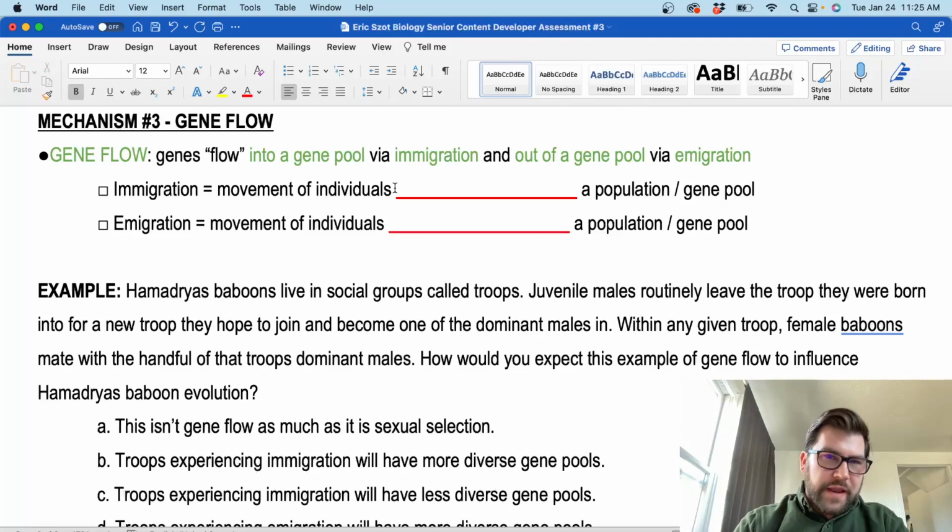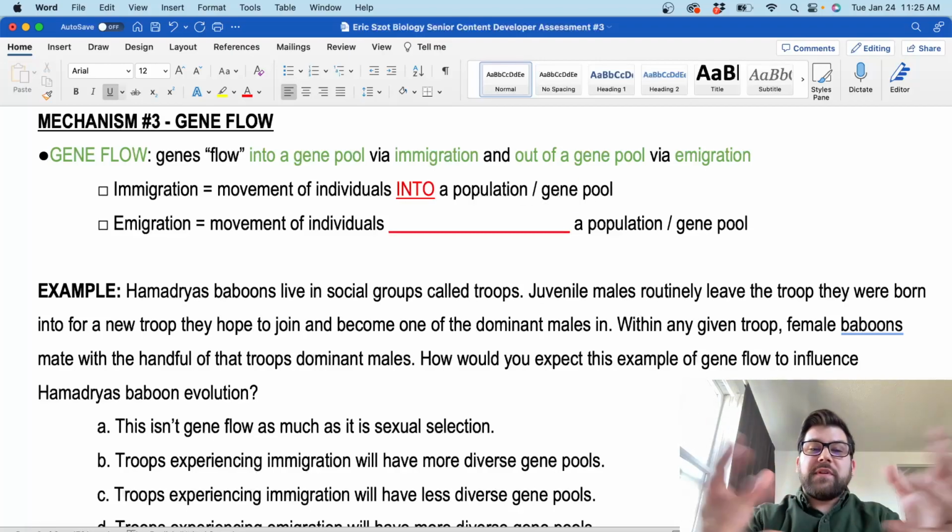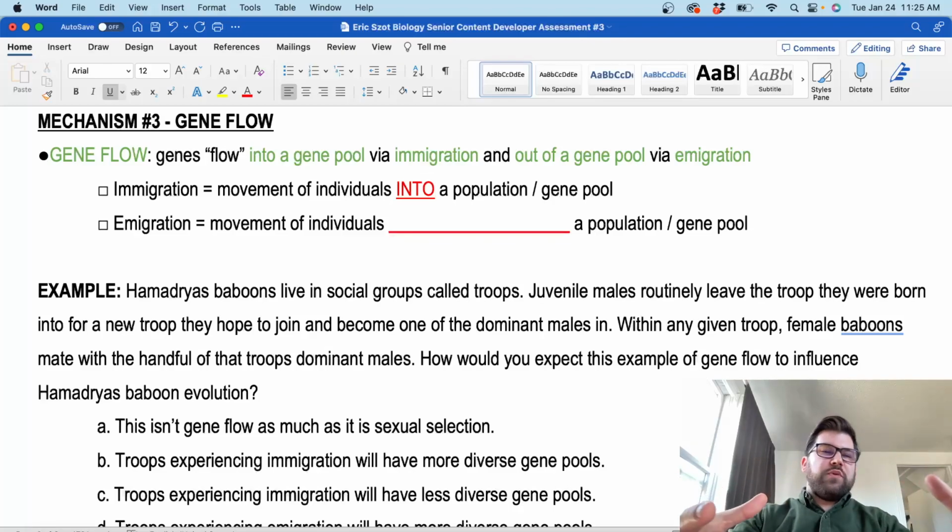So if you're immigrating, that is moving into a population, into that gene pool. You're making yourself eligible to reproduce. You're bringing more genes in. You're bringing more alleles in. So in this case, your gene pool, your population, is becoming more diverse, right? This is usually a good thing. We usually want immigration to happen in terms of gene pools. It means more diversity, which means as a species, you're probably going to be more able to survive long term in a changing environment. You'll have better odds there.